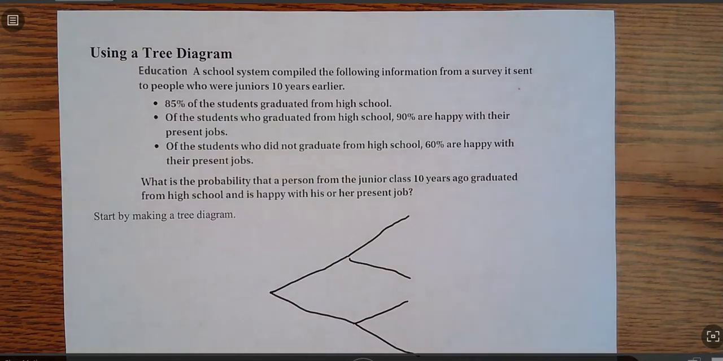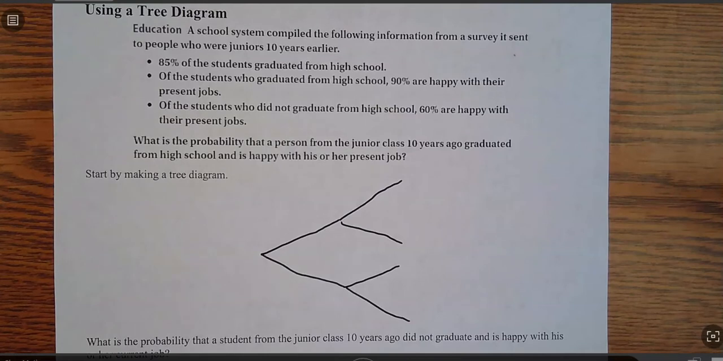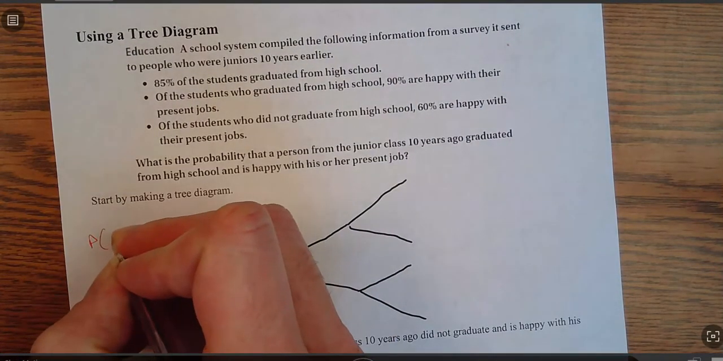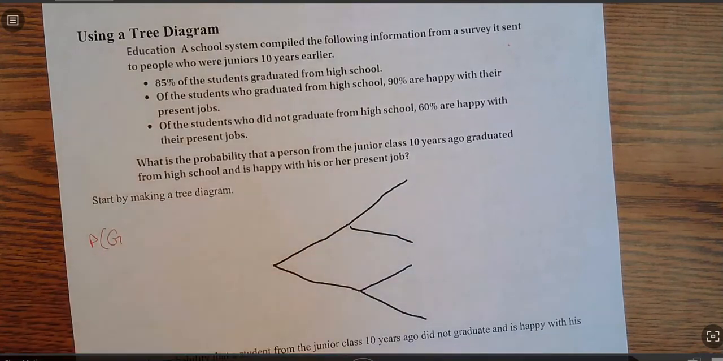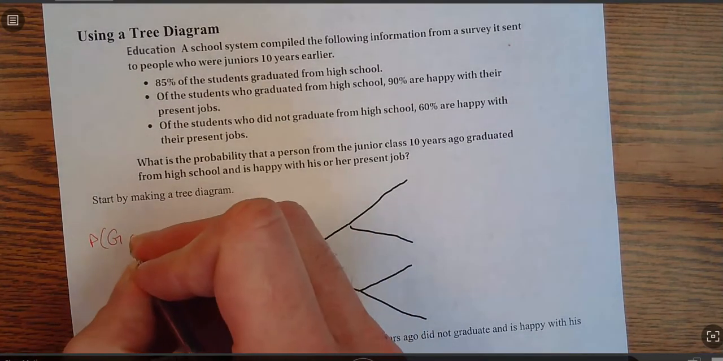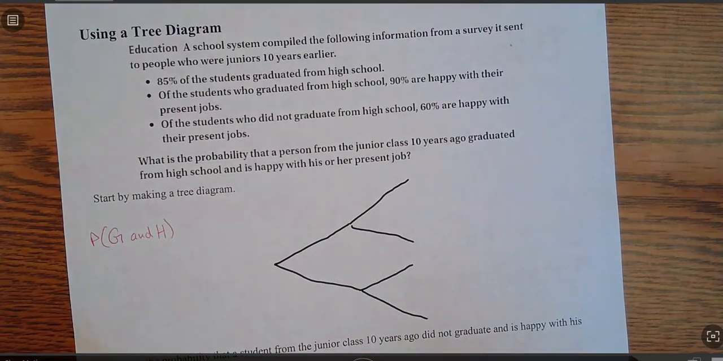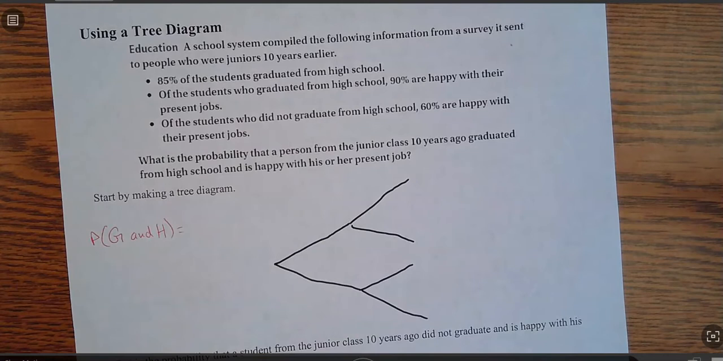Well, it's kind of hard to answer that, but if we make a tree diagram, it does make it a lot simpler. So we're trying to figure out what's the probability that they did graduate. I'll say G means they did graduate, and I'll say H stands for happy. Well, we learned that if two events are independent, you just multiply them together. Probability of G times the probability of H.